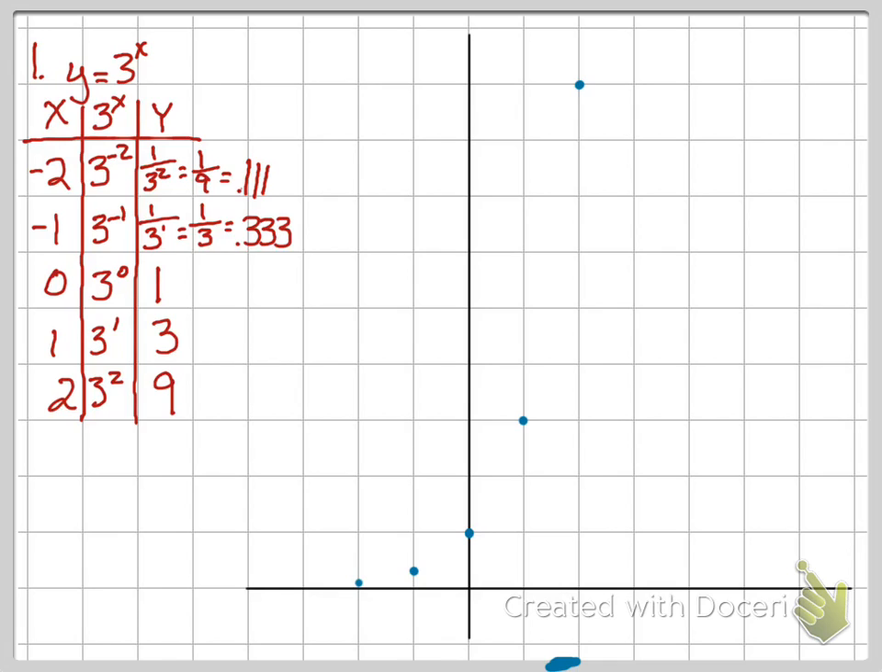We try to draw a nice smooth graph as much as possible, and put the arrows on the end. So this is about what our graph looks like. It starts out very low, close to the x-axis, and then goes up fairly quickly. So that takes care of our graph.